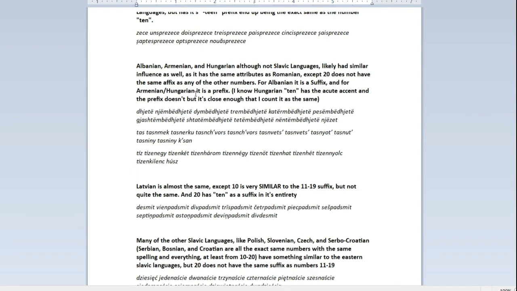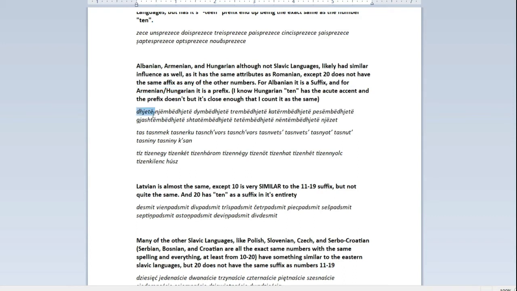Now, as we stepped away from Slavic languages, let's step even further away for a second. We have Albanian, Armenian, Hungarian. These are all not Slavic languages, but considering their proximity to other countries that speak Slavic languages, it's very likely that there's been some influence there. And they have the same attributes as Romanian, with the only difference being that 20 doesn't have the same suffix as the other numbers, which we're going to be seeing in a little bit. But as you can see here, we have 10, which is its own distinct number. And then for Albanian, it is a suffix, but for Armenian and Hungarian, it is a prefix.